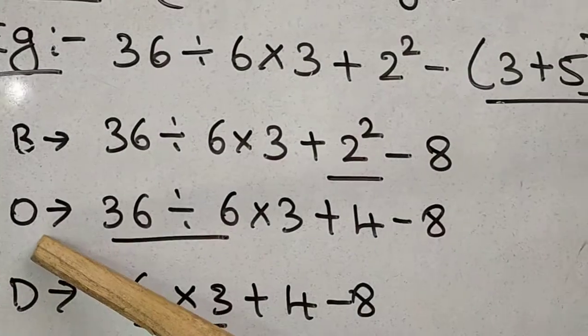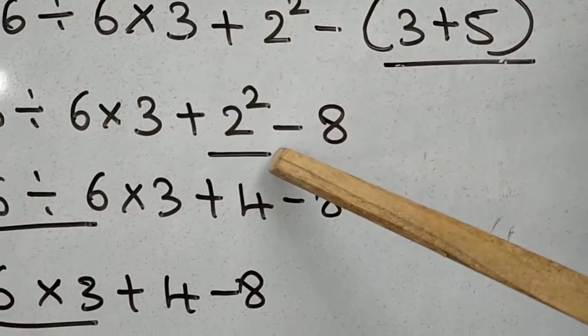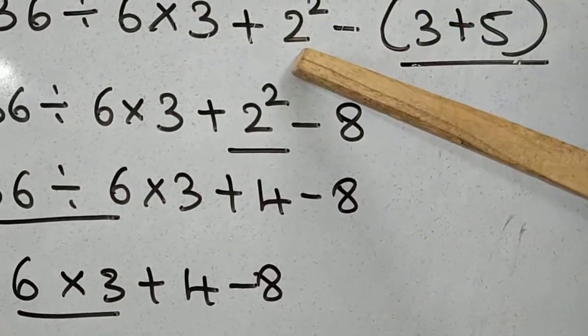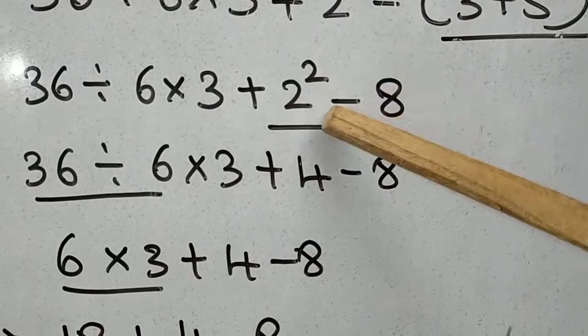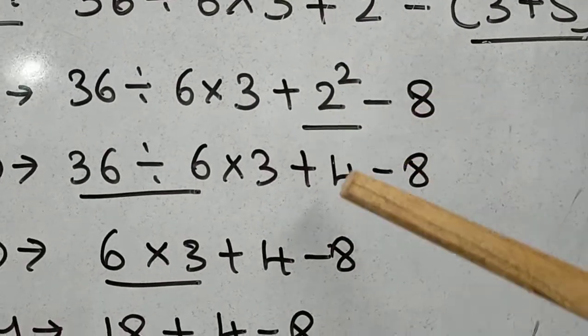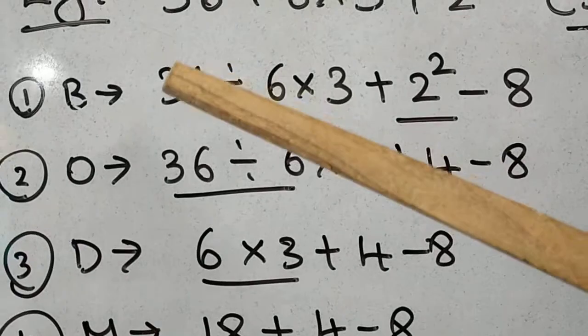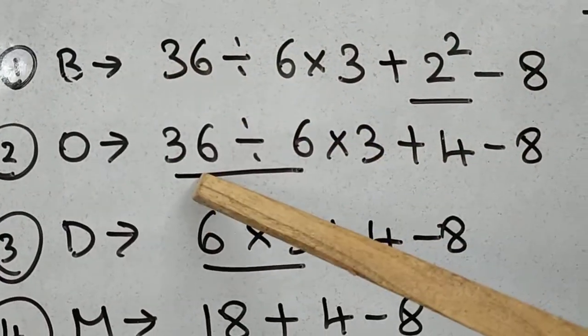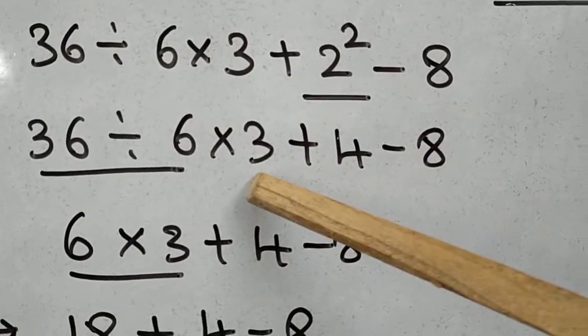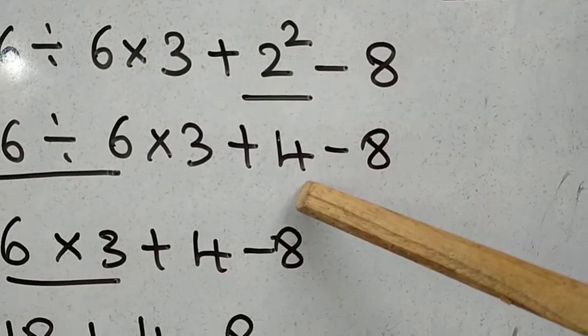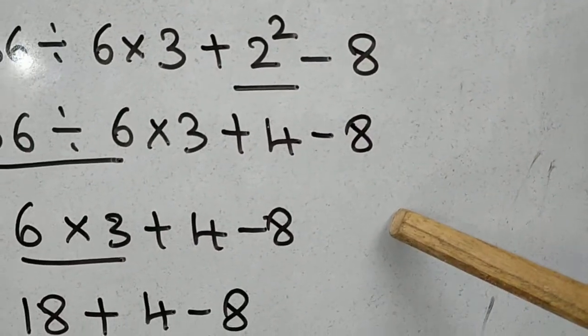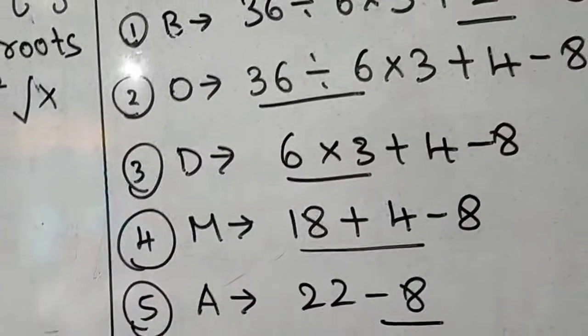Next is O for order of roots, the exponents. 2 square is 2 into 2. 2 into 2 is how much? 4. Remaining you will write as it is: 36 as it is, 6 as it is, 3 as it is, 2 square is 4, and this 8 as it is. You will not change any sign.